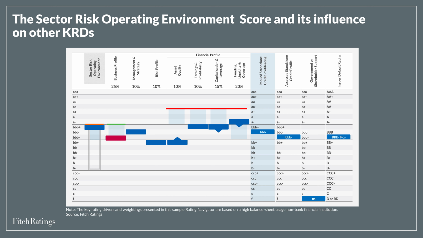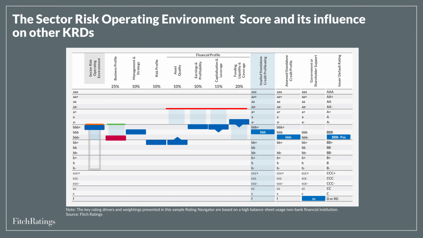The implied key rating driver scores are derived by applying the benchmarks for the business profile and financial profile key rating drivers outlined in the criteria. The management and strategy and risk profile key rating drivers are not derived from quantitative benchmarks, but rather analytical judgment based on relative and absolute assessments. Quantitative benchmarks for high balance sheet usage NBFIs are typically tiered by SROE to reflect greater sensitivity of their business models and financial metrics to operating environment dynamics.